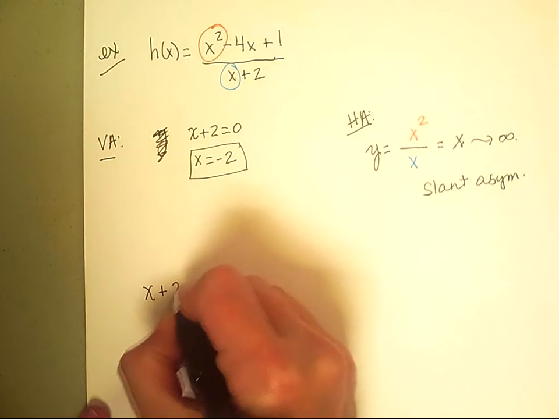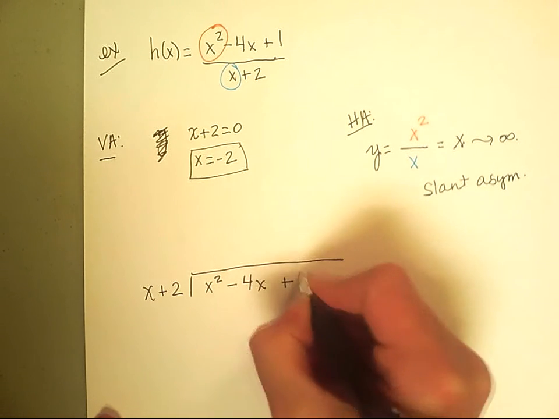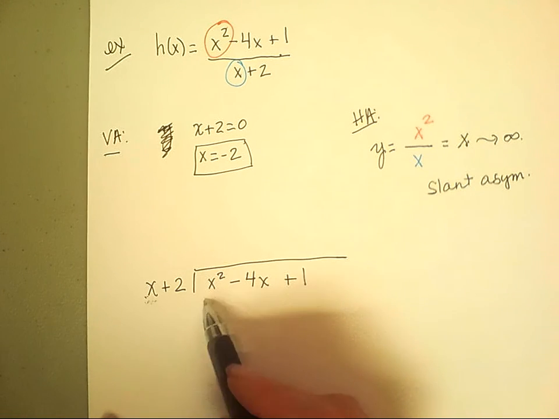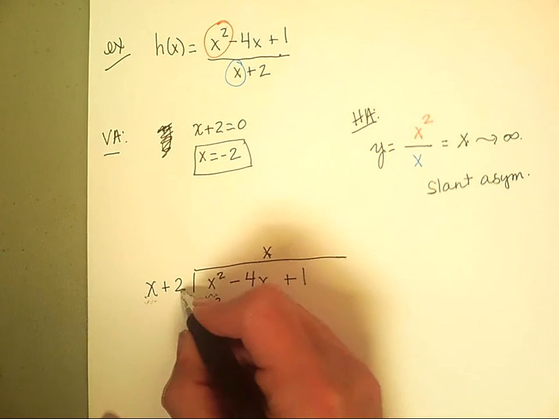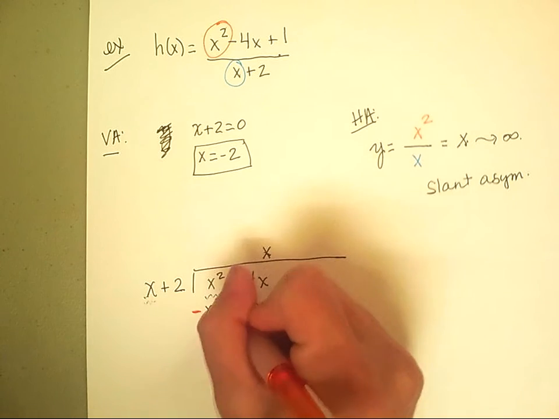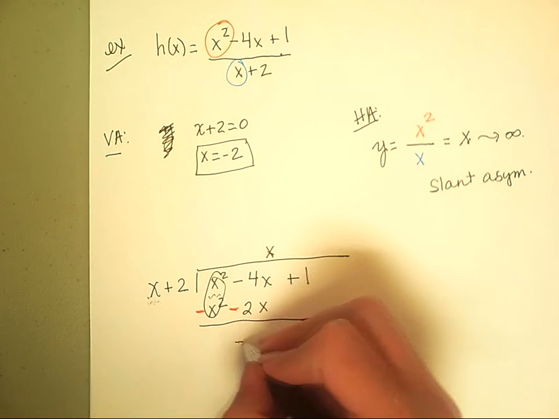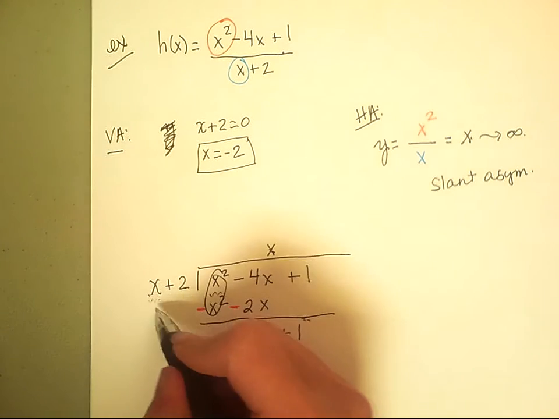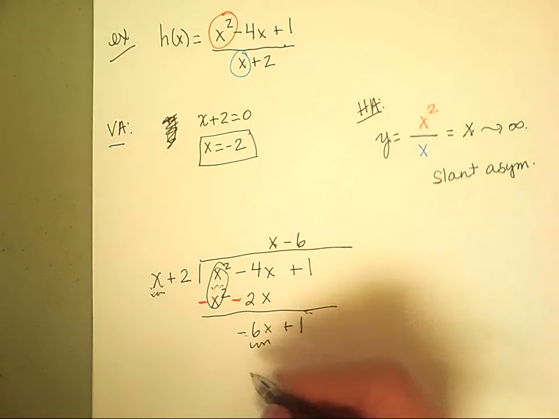Okay, so we're going to ask how many times does x plus 2 go into x squared minus 4x plus 1. So taking the first terms, x goes into x squared x times, then x times x is x squared, and x times 2 is 2x. And remember, we'll subtract, so we're going to change the signs. So this goes to 0, and we'll get negative 6x plus 1. Then we start again. How many times does x go into negative 6x? Well, that's minus 6 times.